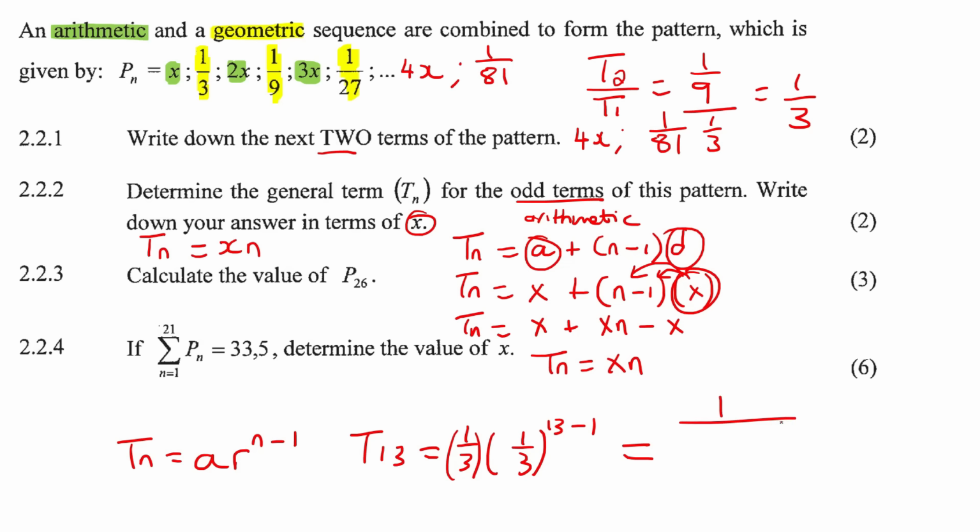And then 13. Oh, what an ugly answer. It's 1 over 1594323. You can also write this in a different way. I think one of the other answers was like 6.27 times 10 to the negative whatever, something. That is also sufficient, okay? And then, so we've done that one.